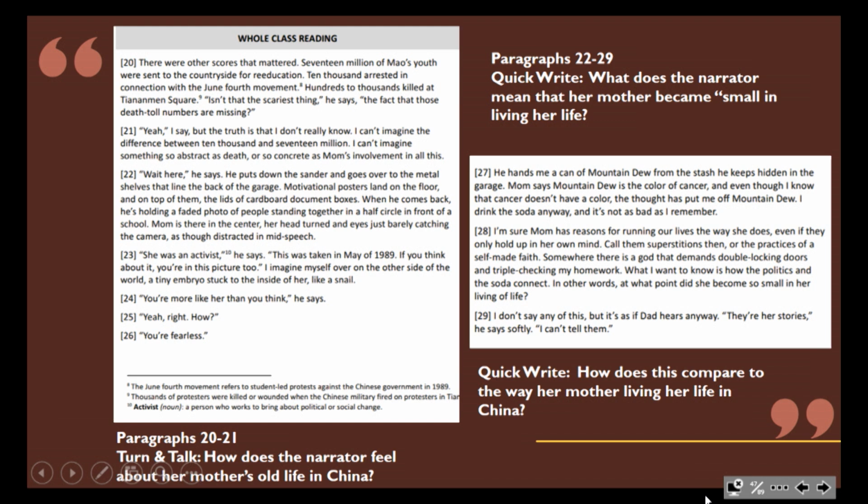Wait here, he says. He puts down the sander and goes over to the metal shelves that line the back of the garage. Motivational posters land on the floor and on top of him. The lids of cardboard document boxes. When he comes back, he's holding a faded photo of people standing together in a half circle in front of a school. Mom is there in the center. Her head turned and her eyes just barely catching the camera, as though distracted in mid-speech. She was an activist, he says. This was taken in May of 1989. If you think about it, you're in this picture too.